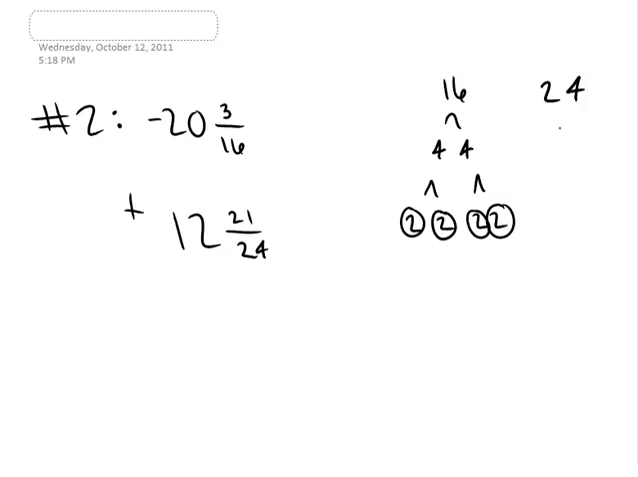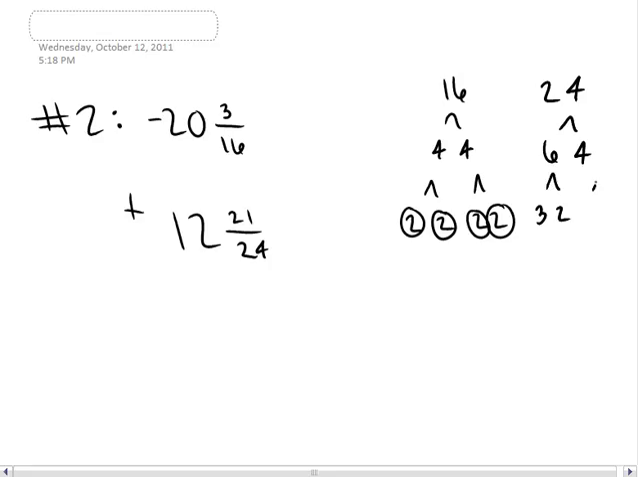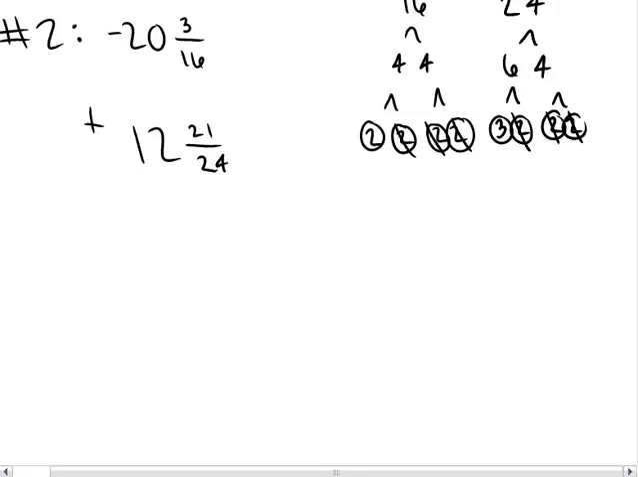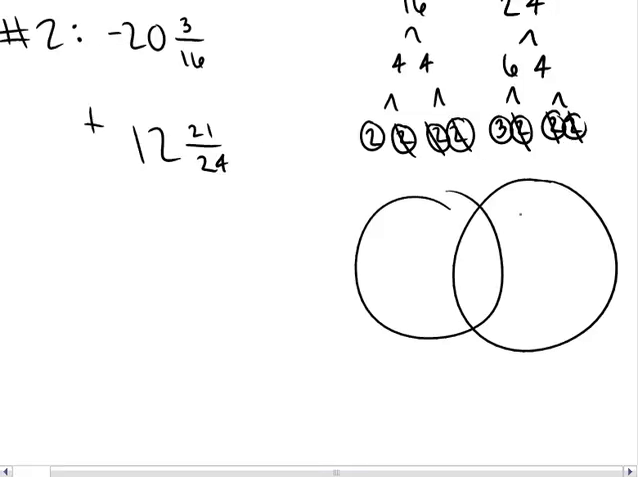The factor tree for 24, we know that 6 times 4 is 24, and we know that 3 times 2 is 6, and 2 times 2 is 4, and those are all prime numbers, so we can't divide anymore. Now we see what numbers they have in common. We know that they have a pair of 2's in common, they have another pair of 2's in common, and they have a third pair of 2's in common. They don't have any more numbers in common, so now we're going to make our graph, or diagram, Venn diagram.